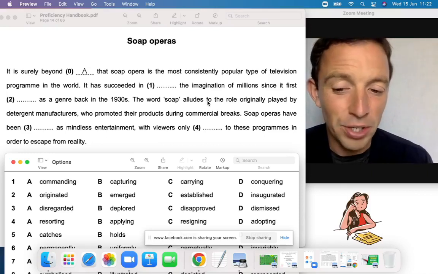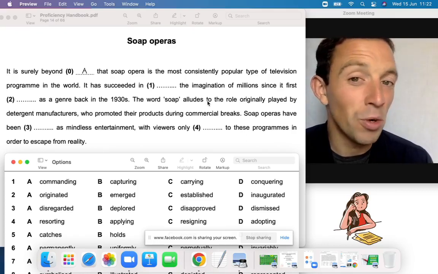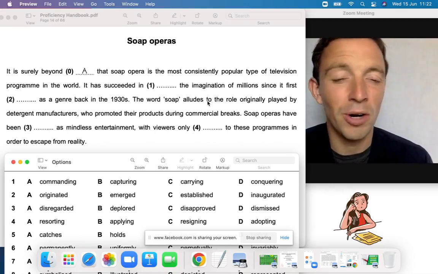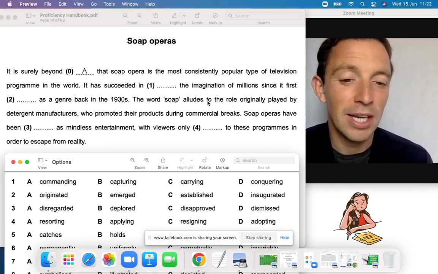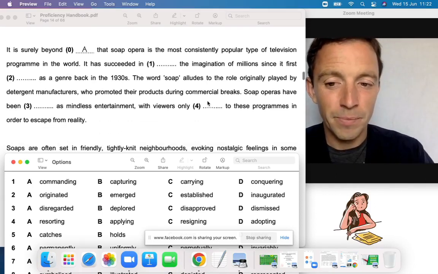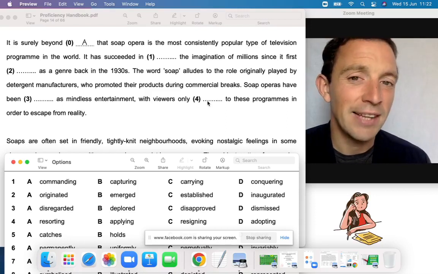So the best option here, I would say, is resorting to as a last option, because there's no other television, there's no other programs available. So people resort to these programs, they go to these programs to escape reality. For me, 4 is A. Maybe you have the same opinion, maybe you have a different option. We can check the answers at the end.